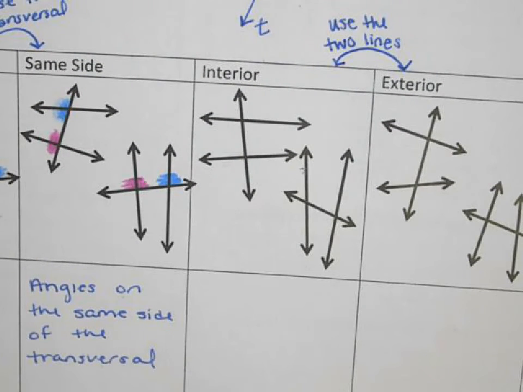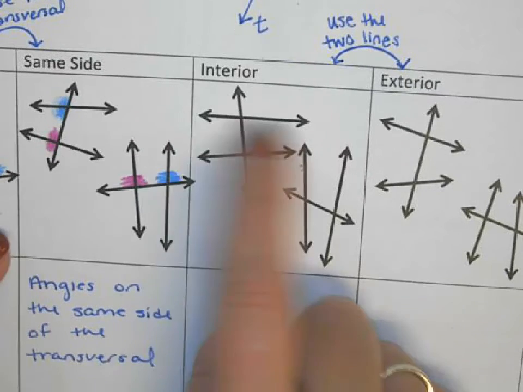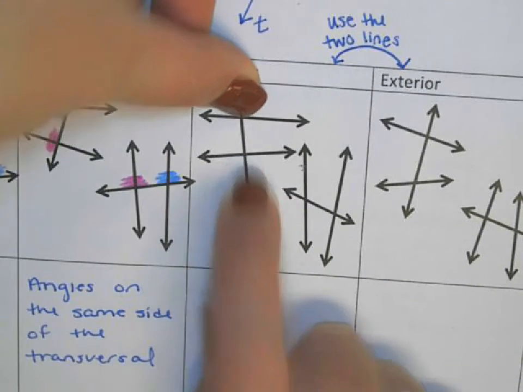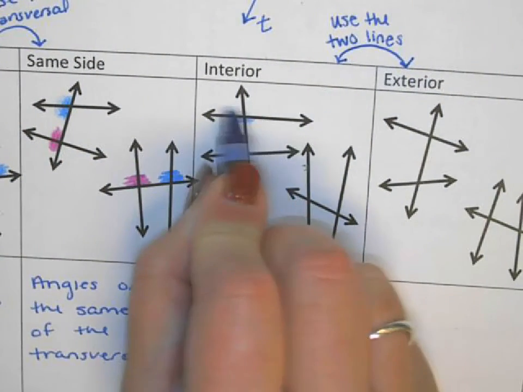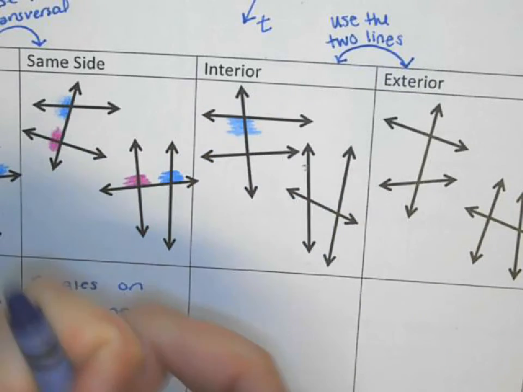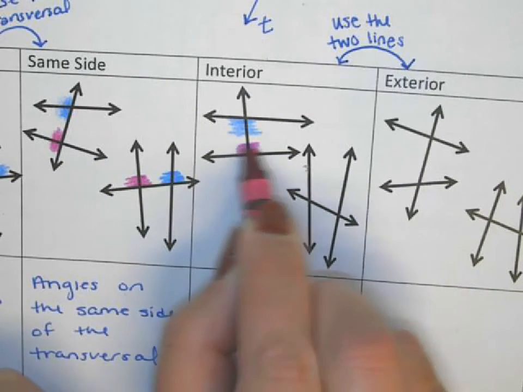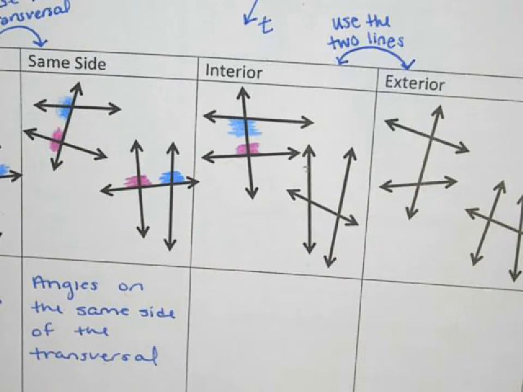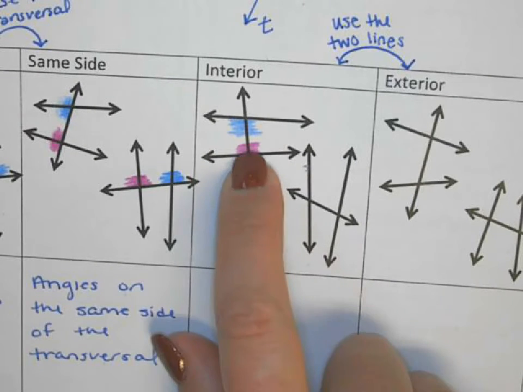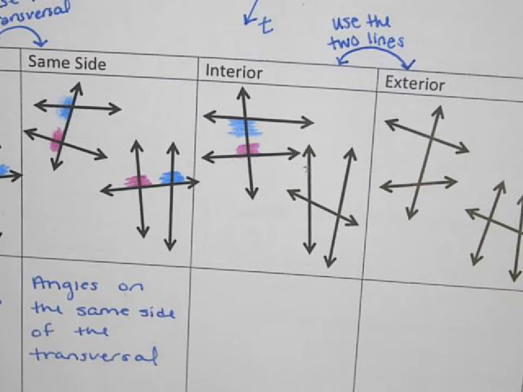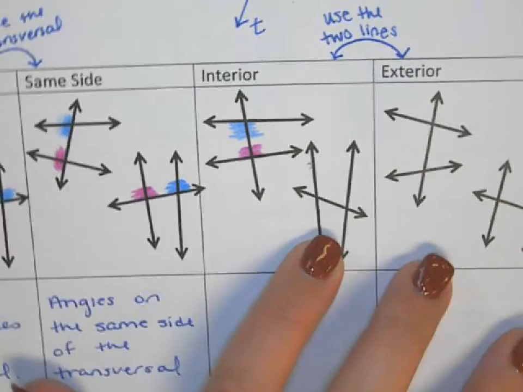You're either going to be on the inside of those two lines or on the exterior of those two lines. Okay? So what I mean by that is if you're on the inside of the two lines, you're going to be talking about one of these angles and one of these angles, because all of those are interior angles. So you'd have one of the blue angles and one of the red angles, and we'd say that those are interior angles.